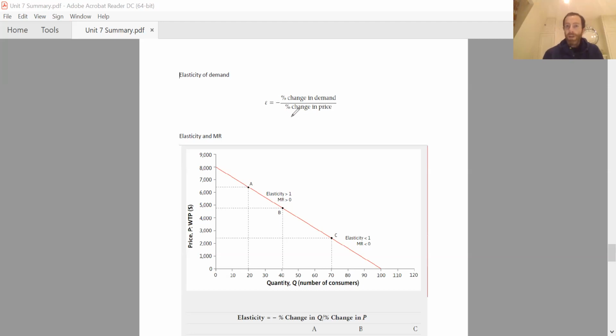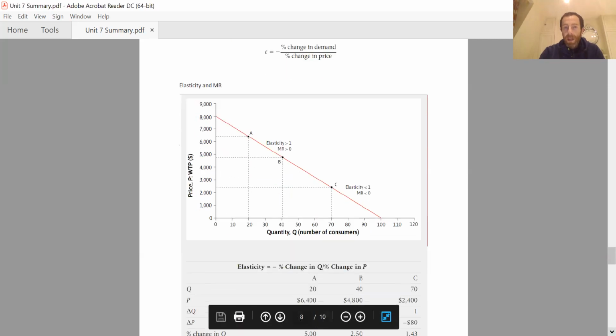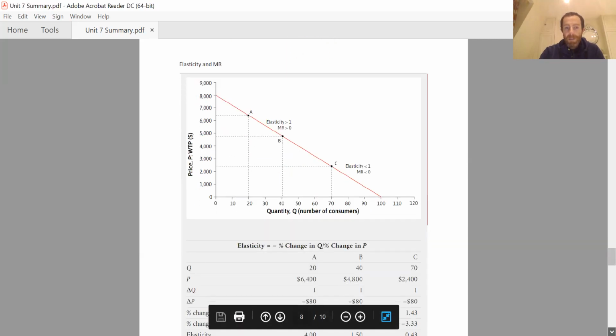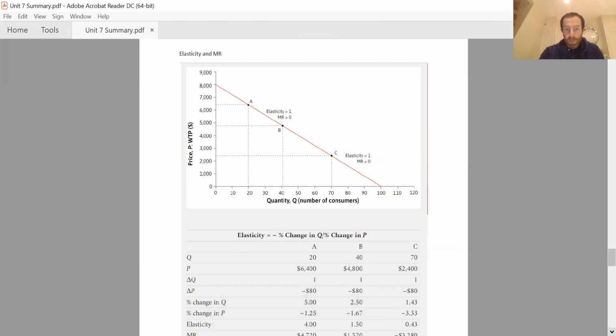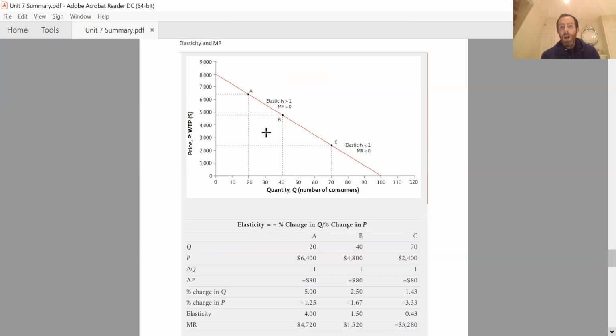So elasticity in itself can be quite a useful thing to work out because it gives us a measure of how responsive demand is to a change in price for a good. And that's something that firms could be interested in. But to connect it now with something else we've been talking about, let's think about elasticity and marginal revenue. What I want to do is look at how elasticity changes as we move along the demand curve. That might seem strange, but with some simple calculations, we can see that elasticity will change.